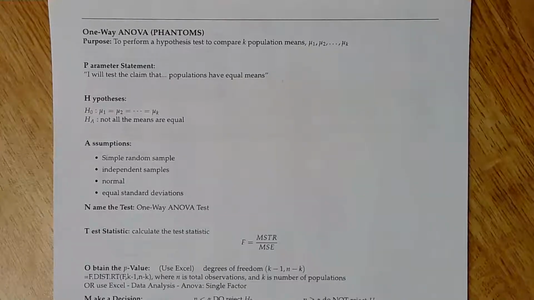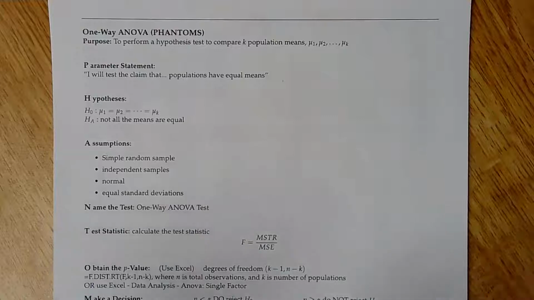All right, so let's take a look at the specifics of the one-way ANOVA test. We'll go through this PHANTOMS process again. The purpose of this test is to perform a hypothesis test to compare k population means. So the first population mean would be mu1, then we'd have mu2 for the second one, all the way up to mu k. So your parameter statement, if you're writing that down and not just marking that skip to the end, is: I will test the claim that these populations have equal means. And so you just fill in whatever that is.